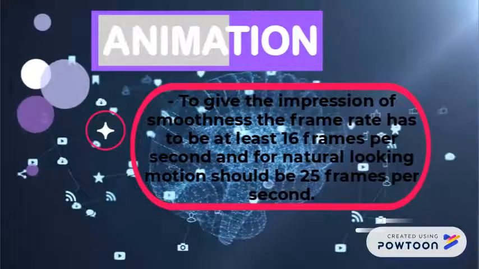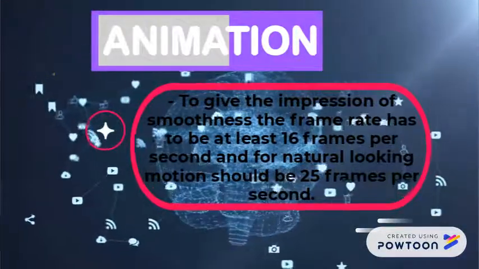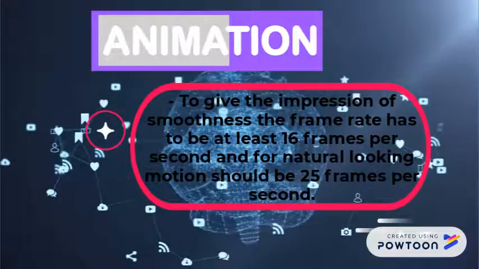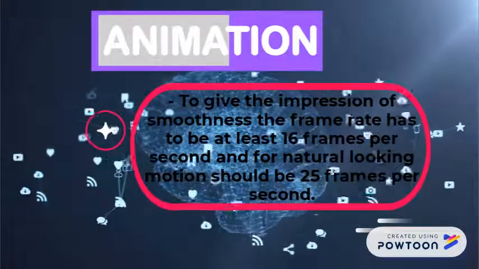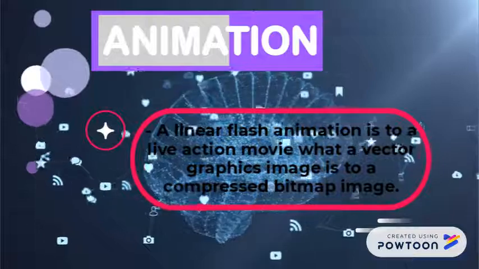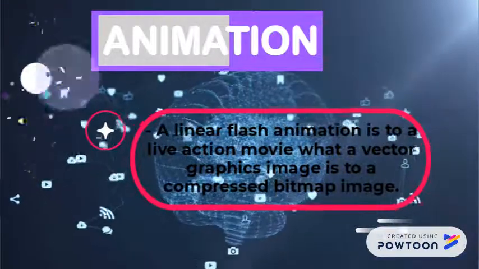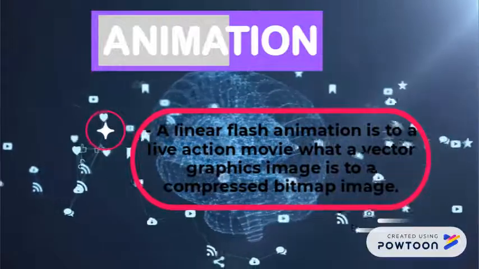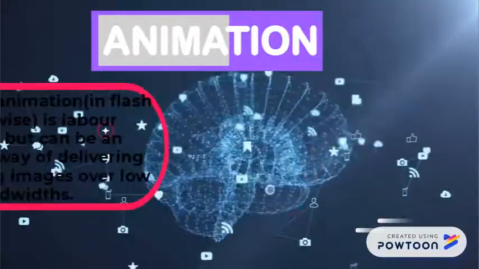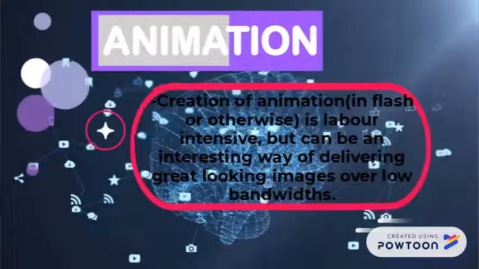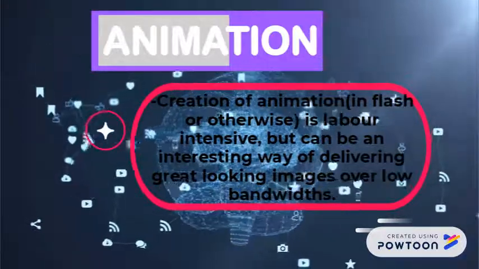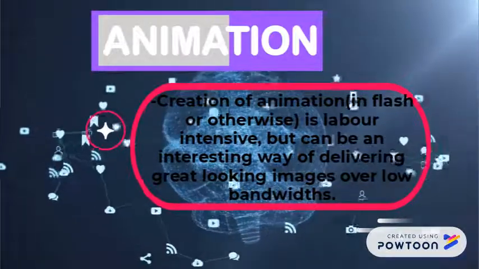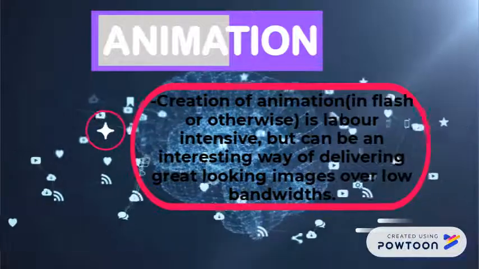To give the impression of smoothness, the frame rate has to be at least 16 frames per second, and for natural looking motion it should be 25 frames per second. A linear Flash animation is to a live action movie what a vector graphics image is to a compressed bitmap image. Creation of animation in Flash or otherwise is labor-intensive, but can be an interesting way of delivering great-looking images over low bandwidths.